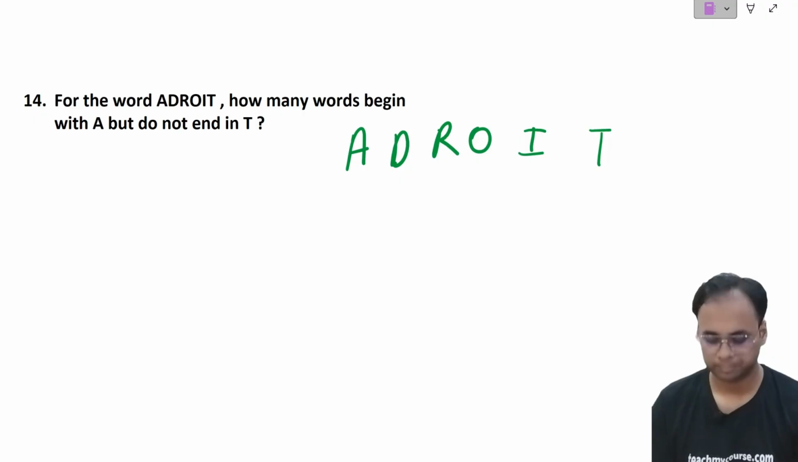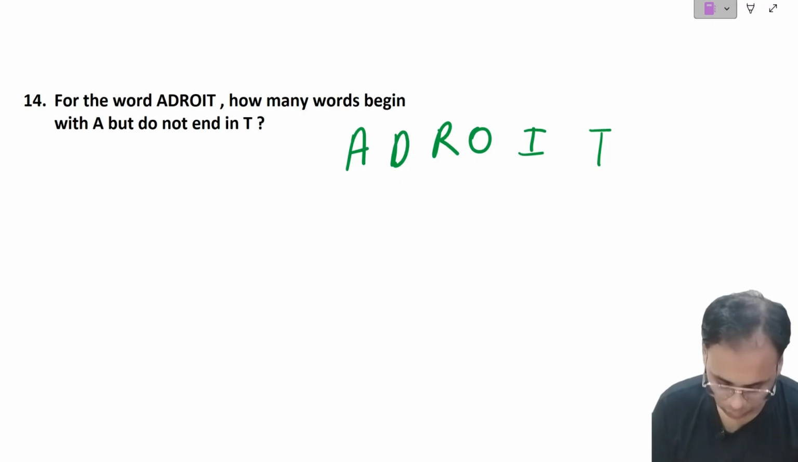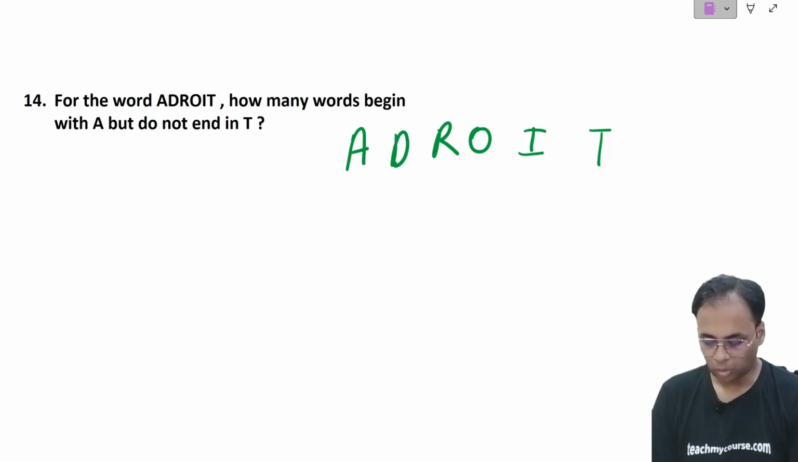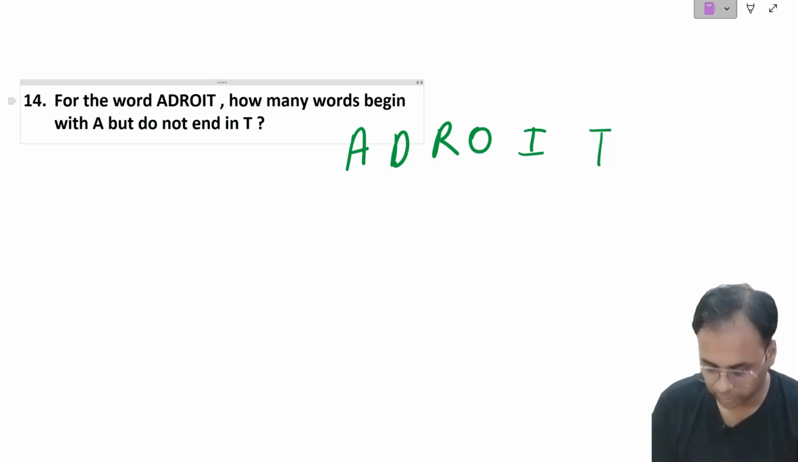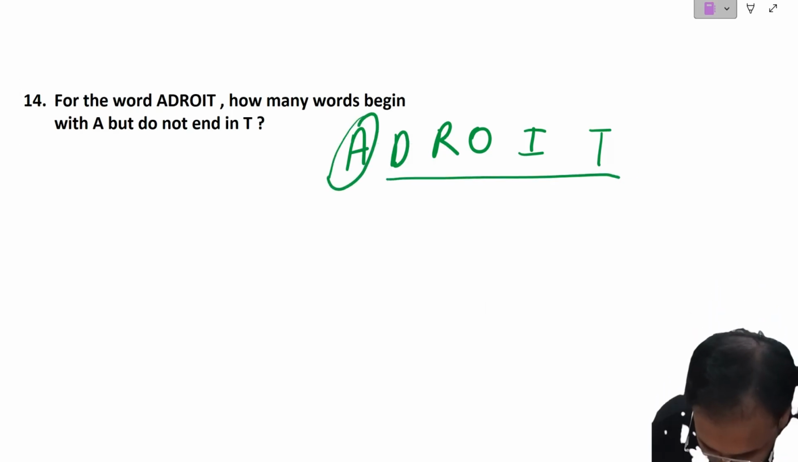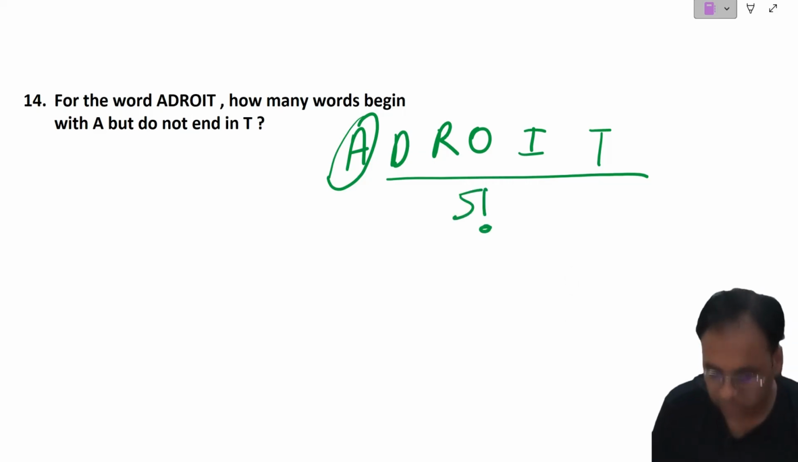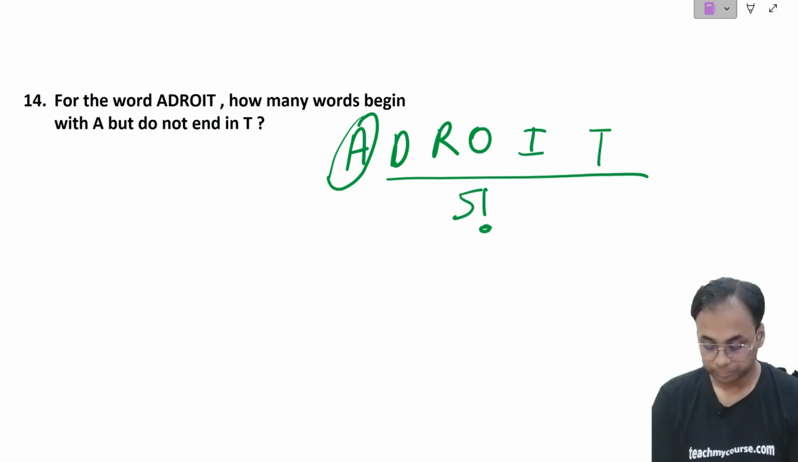Okay, you can watch it. So for the word adroit, how many words begin with a but do not end in t? First of all, we have to see how many words can begin with a. For a, we just fix it over here, and the remaining are 5 letters. So a total of factorial 5 words can be formed if we fix the letter a in the first place.